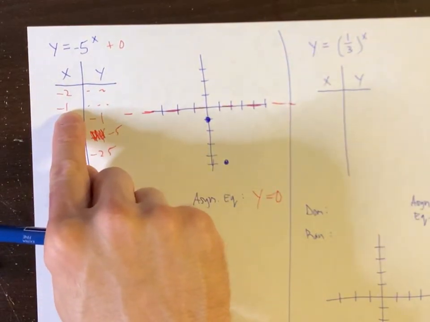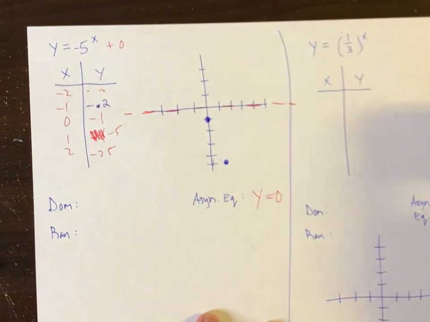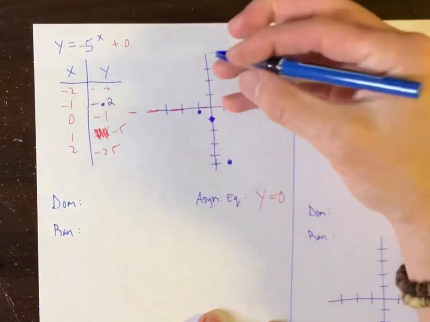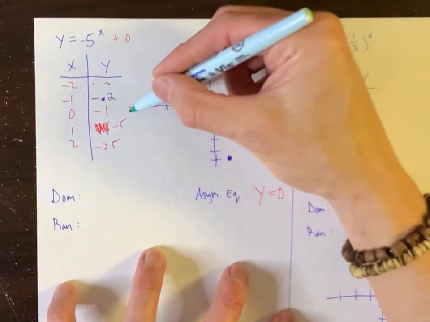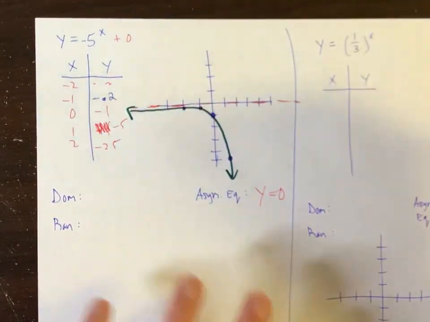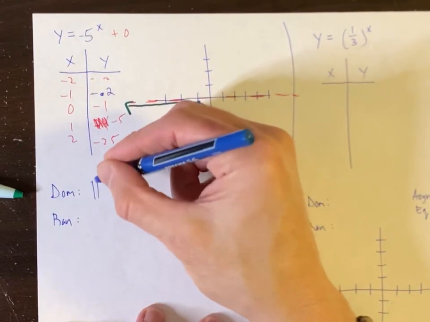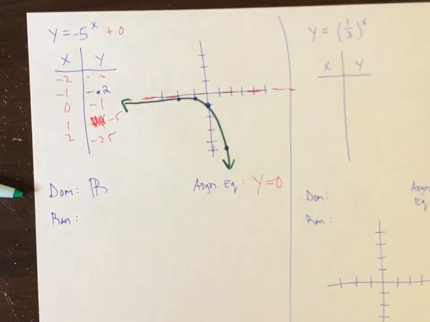If you plug in -1, you're going to get -0.2. I'll just try that one in my head. And that'll be like right here. If you plug in -2, you're going to get something for y that's really close to 0. And here the suggestion is that the graph looks like this. See that? And let's see, the domain, all real numbers. This is the symbol that represents all real numbers. Now the range.